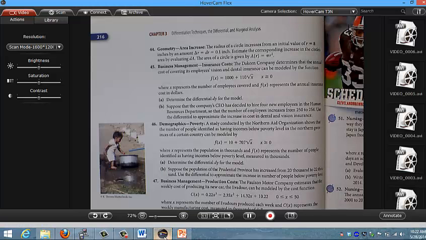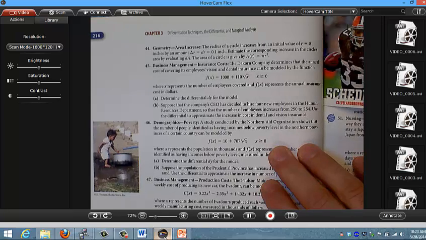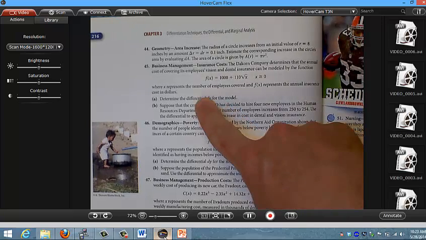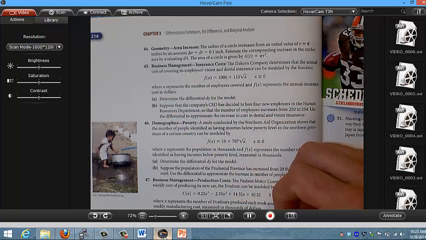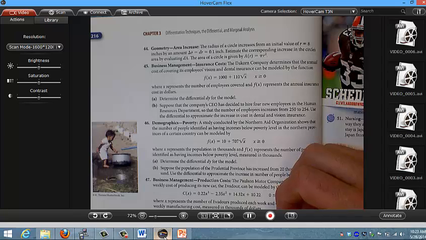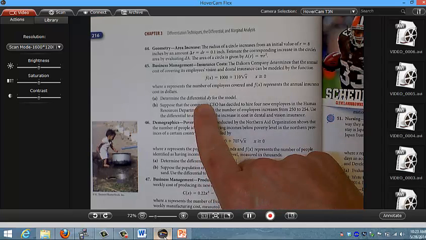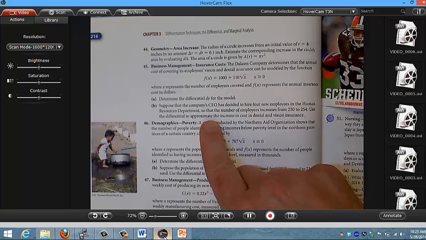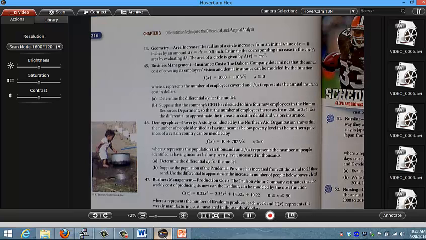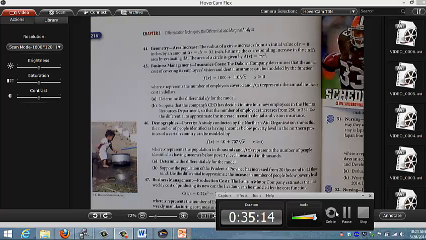So we're talking about the annual cost of covering employees' vision and dental insurance. All right, so here's an application of the differential. Part A, we're going to compute the differential. That's easy. Part B is going to be my application. Okay? So I'm going to talk you through that in a minute, but you could probably do Part A in no seconds flat, so I'll let you guys do that.